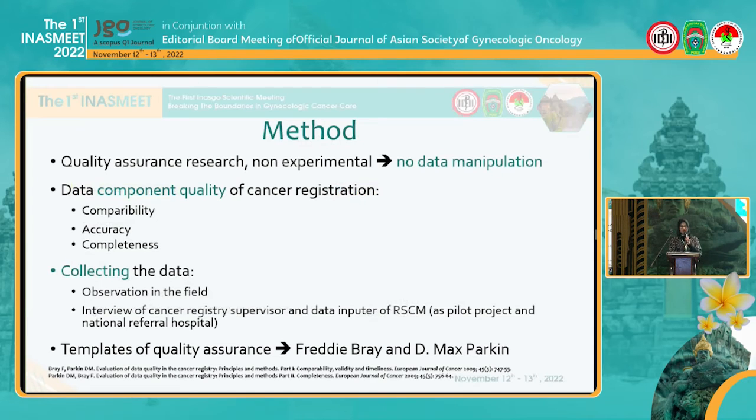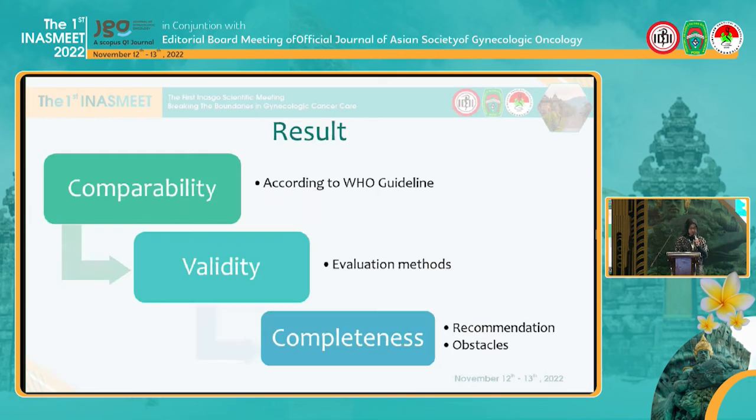So after we made the cancer registration, we want to know whether our cancer registration fulfills the criteria to be considered a cancer registry. So we are trying to make a small research using quality assurance research, non-experimental, no data manipulation. We are trying to assess the data quality of our cancer registration to see the comparability, accuracy, and completeness. For collecting the data, we use observation in the field and interviews of the cancer registry supervisor and data inputter. First, as a pilot project, we started at RSCM Jakarta, Universitas Indonesia. And we use the quality assurance templates by Freddie Bray and Max Parkin.